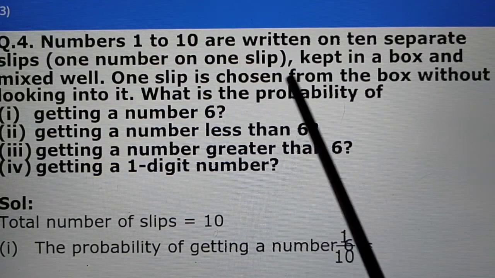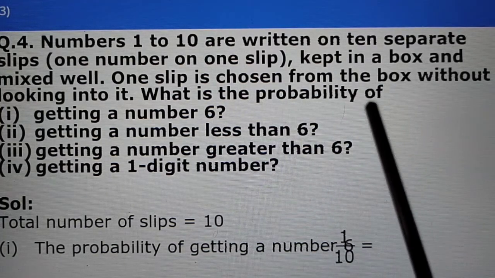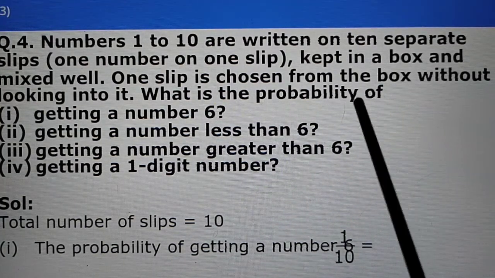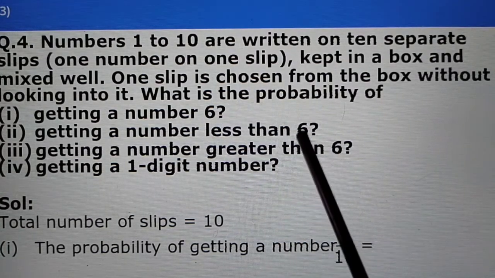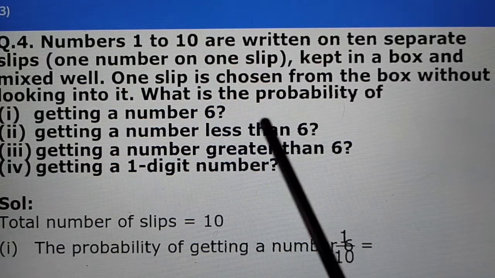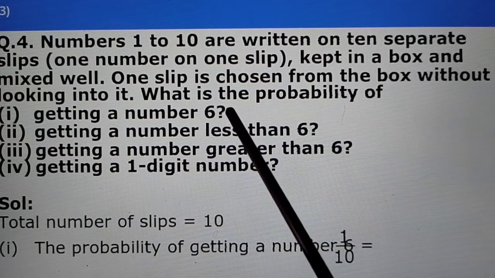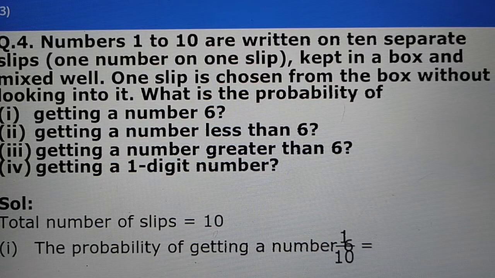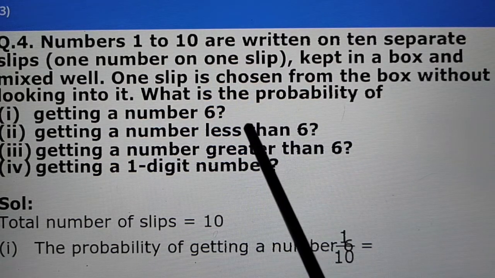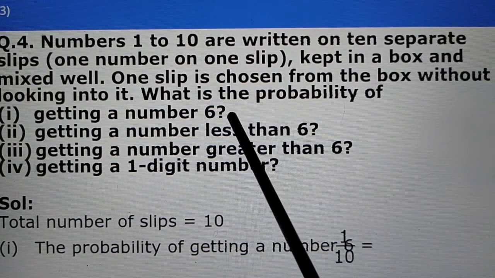Now one slip is chosen from the box without looking into it, that is, randomly. So what is the probability? What are the chances of getting a number 6? So how many slips? 10. And how many numbers? 10. So when they are randomly picked, what is the probability? Only on one slip we have 6. So only one is the favorable chance with us, that is to get 6. That is our favorable event. So only one slip is our favorable event out of 10 slips.